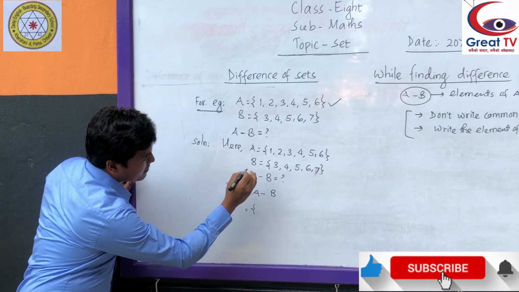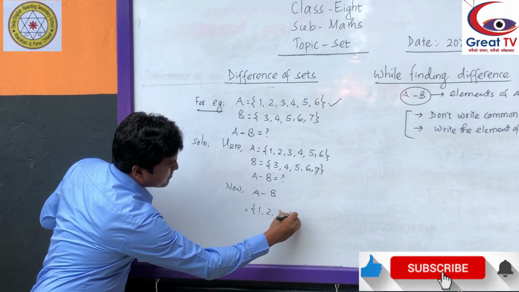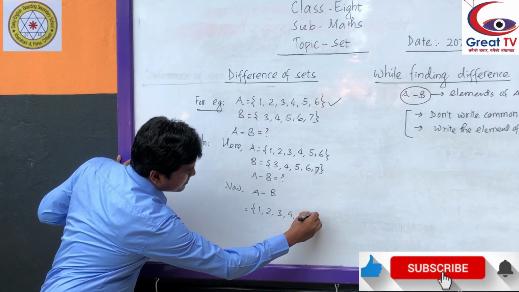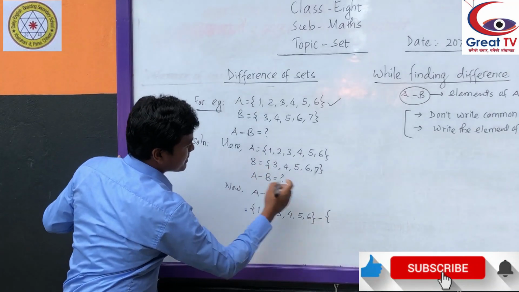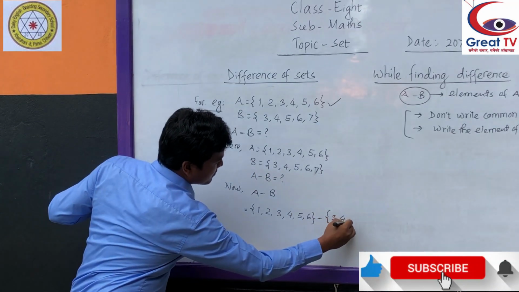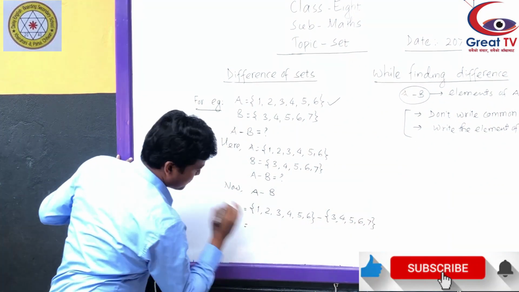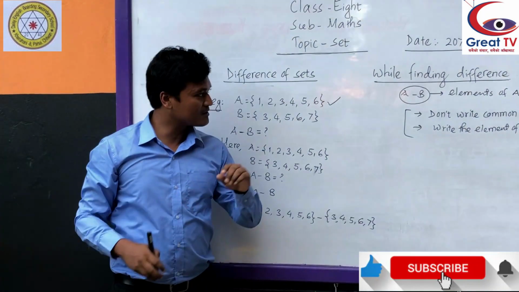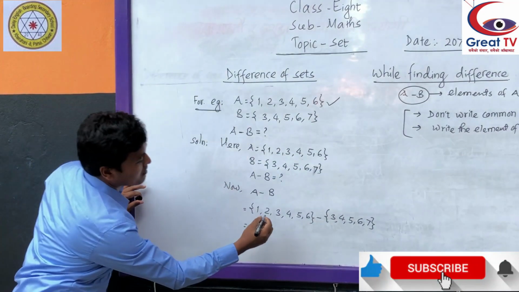Then write the elements of A first: 1, 2, 3, 4, 5, 6. Then put a minus. Then write the elements of B: 3, 4, 5, 6, 7. While finding difference, our idea is don't write common elements. It means let us check what the common elements are.